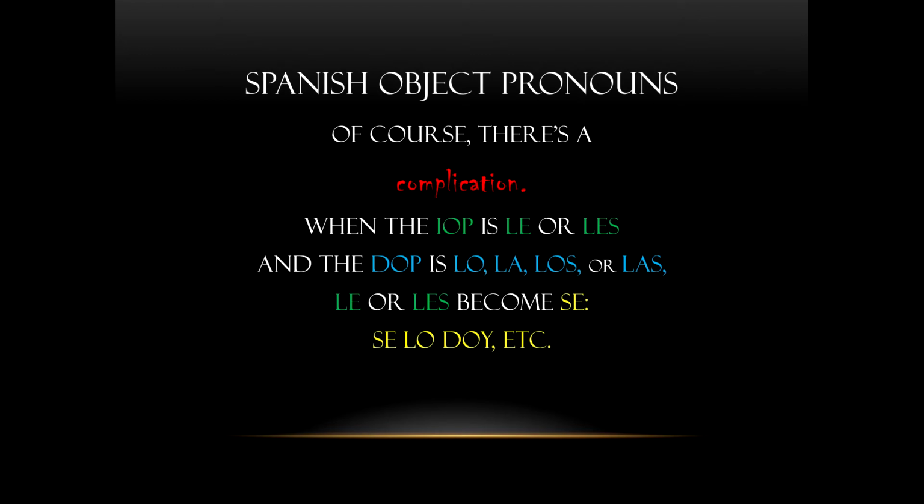And what would grammar be without a complication? If your IOP, your indirect object pronoun, is le or les, and you have a direct object pronoun that starts with L, le or les turns into se. You would have this example: se lo doy, se la doy, se los doy, se las doy.